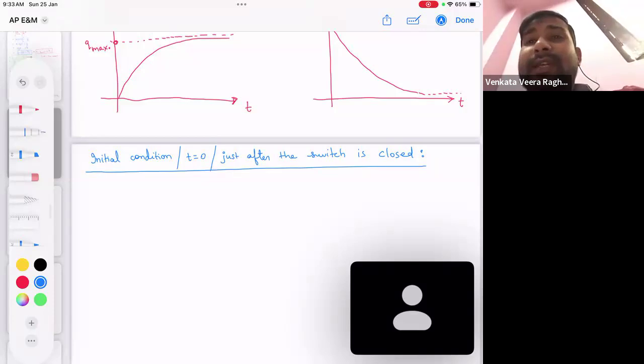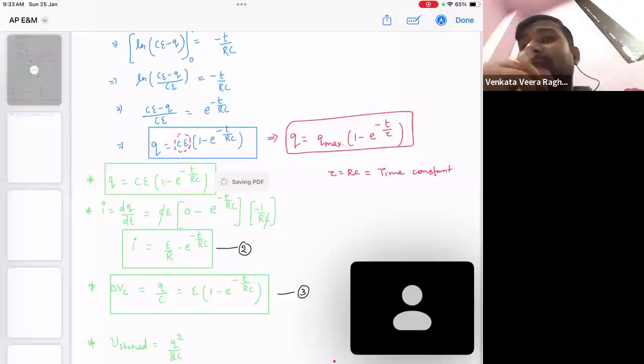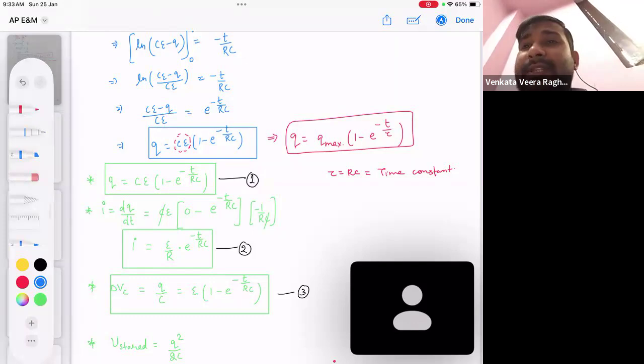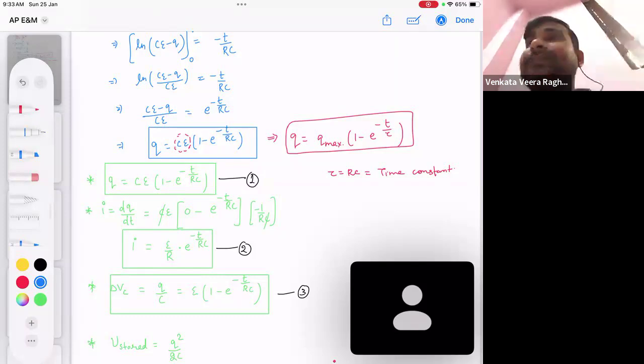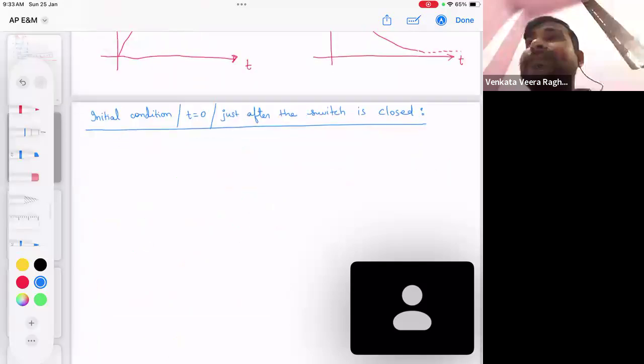Okay, so initial condition, what is the charge initially? Can you tell me what is the charge initially? If I put t equal to 0 in my charge expression, how much charge am I going to get? 0. If charge is 0, what is the voltage across the capacitor at t equal to 0? That is also 0, isn't it? So at t equal to 0, there is no voltage across the capacitor. Please see carefully.